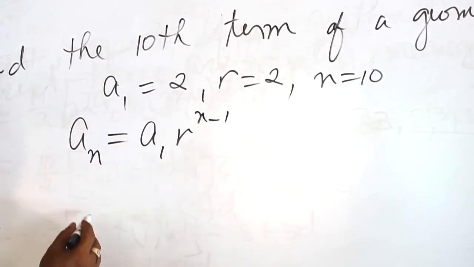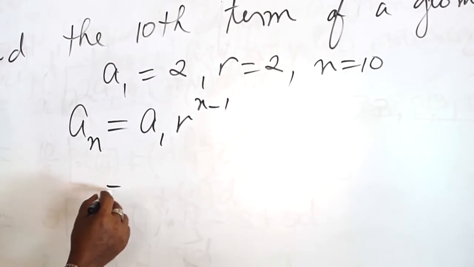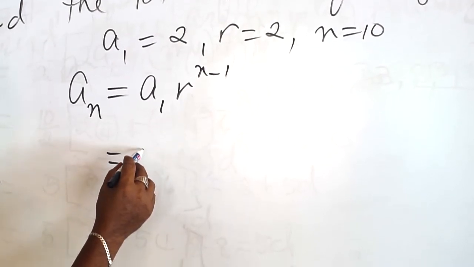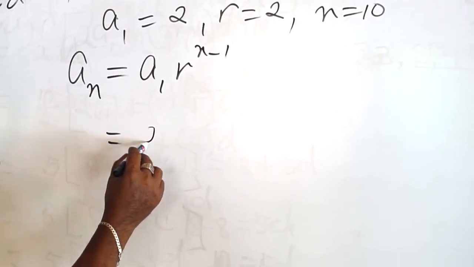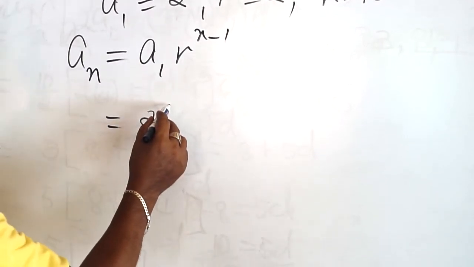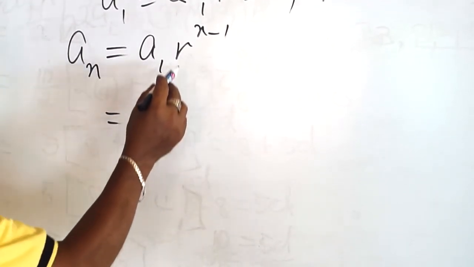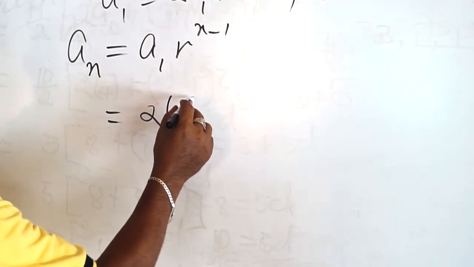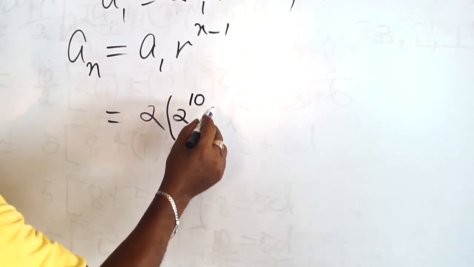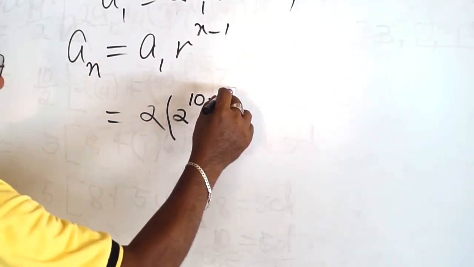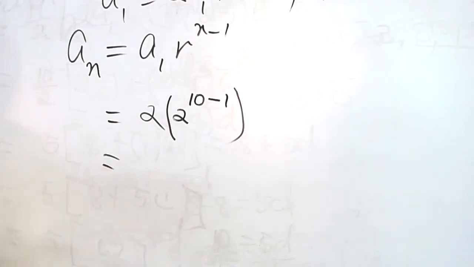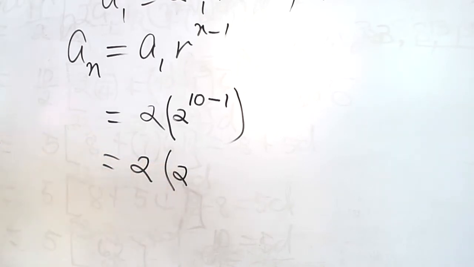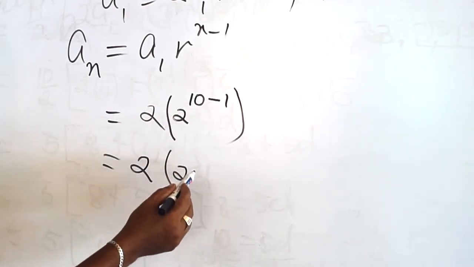Okay, simplify. Now we have A subscript n is equal to 2, then multiply it by R, common ratio is 2, then raise the power of 10 minus 1. Okay, so we have 2 open parenthesis, 2 raised to the power of 10 minus 1, we have 9.